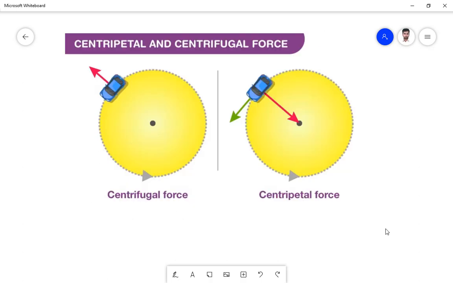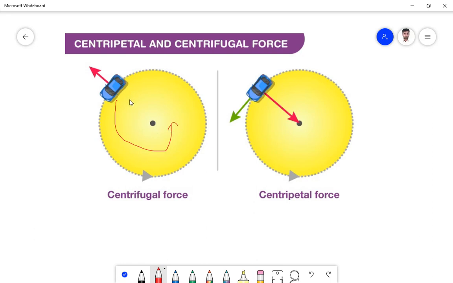Let's understand the forces by figure. In this figure, as we see, the car is moving in this circular path. To keep this car moving in this circular path, there must be a force which should pull the car towards the center of this circle. This black dot represents the center of the circle. This force is called the centripetal force. But when there is only centripetal force, the car will not move in the circular path, but instead it will go and collide with the center of the circle.